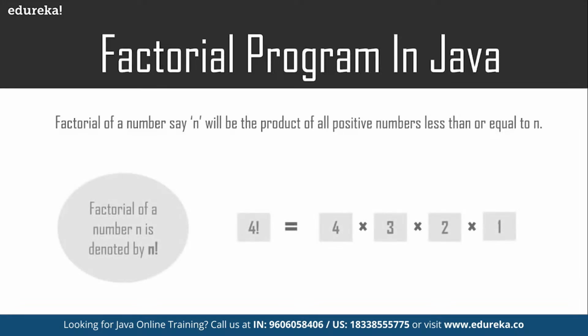to n. So if you want to calculate the factorial of 4, it will be 4 into 3 into 2 into 1. So if it is 5 or 6, it will be 6 into 5 into 4 into 3 into 2 into 1. Or you can also write it like 6 factorial is equal to 6 into 5 into 4 factorial. Yes? So now let's write a program to calculate the factorial of a number.